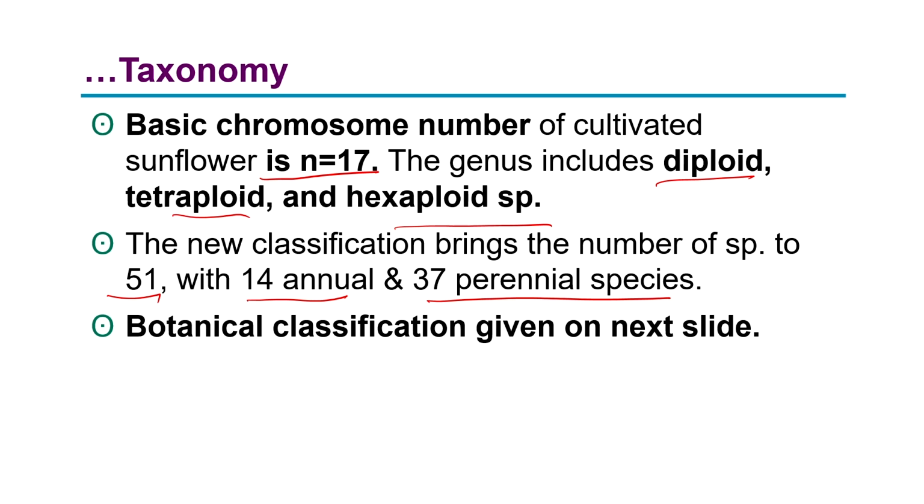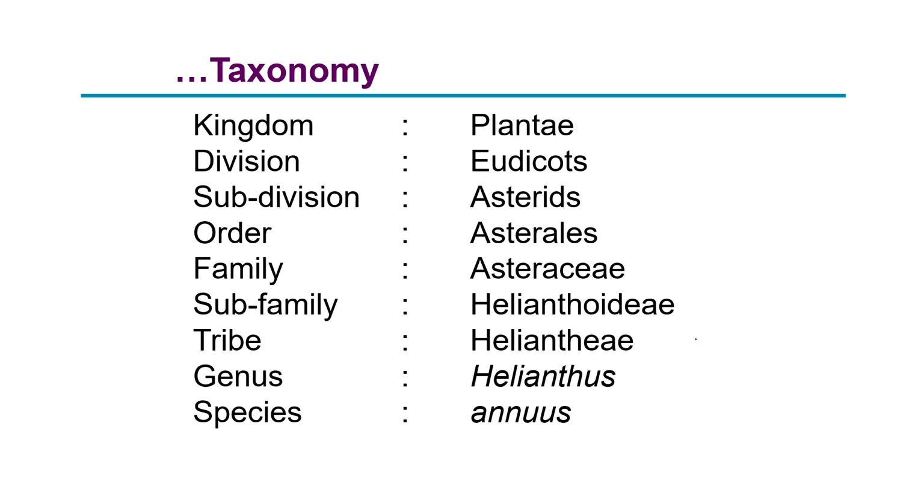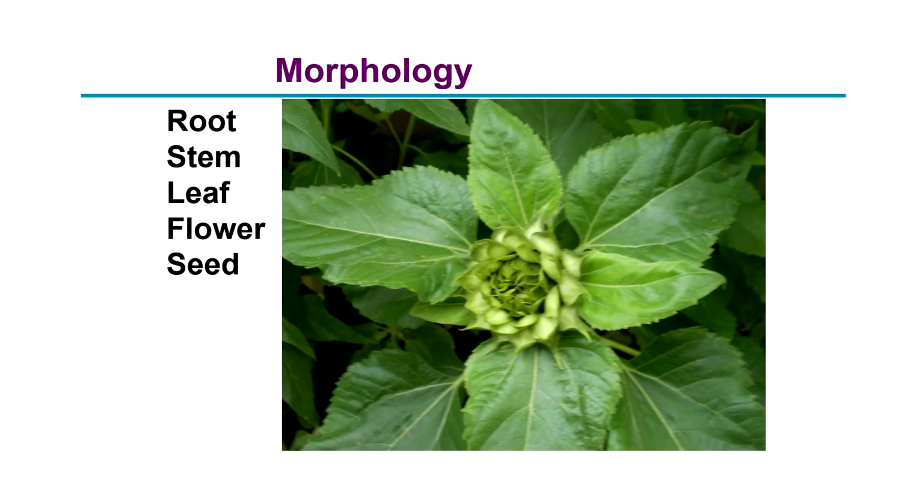Botanical classification is given on the next slide, you can check it. It belongs to kingdom Plantae, division Eudicot and subdivision Asterids, order Asterales, family Asteraceae, subfamily Helianthoideae, tribe Heliantheae, genus Helianthus and species annuus. Therefore, its scientific name is Helianthus annuus L.